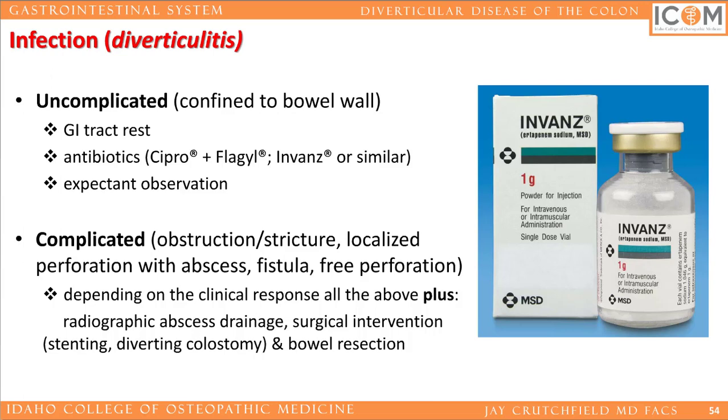Antibiotic coverage for E. coli, Bacteroides, and Pseudomonas species should be given, mostly gram-negatives, gram-positives, and anaerobic bacterial species. Complicated diverticulitis causing obstructions or a stricture or a localized perforation with an abscess, fistula, or a free perforation will all initially be given antibiotics and bowel rest. Surprisingly, not all perforations require surgery. Not all fistulas require emergent surgery, and many abscesses will resolve with bowel rest, antibiotics, drainage, and time. The patient's treatment depends on their clinical presentation and, as I mentioned, not on their Hinchey category.